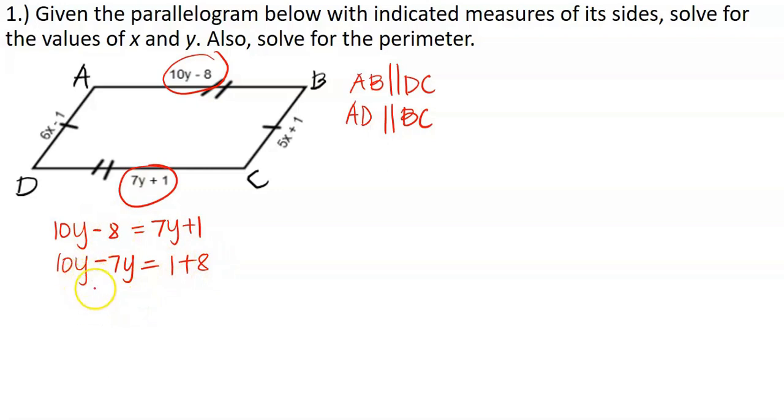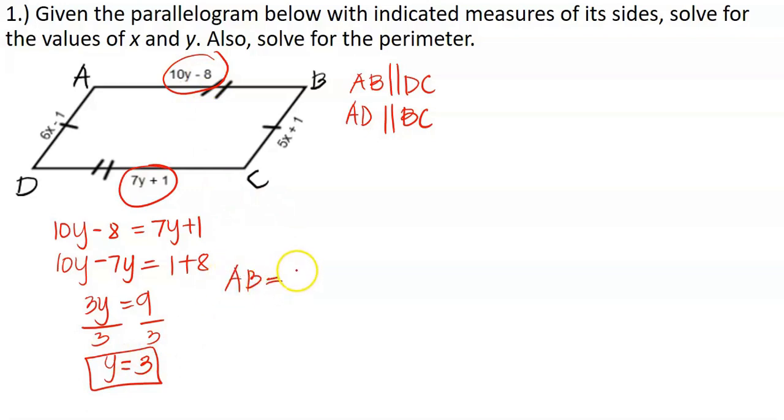So 10y minus 7y is equal to 3y, and 1 plus 8 is equal to 9. Again, using the property of equality, we divide both sides by 3 so that we can get y, which is equal to 3. With that being said, we can now solve for AB, represented by 10y minus 8.